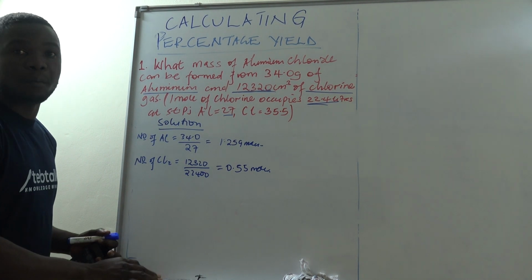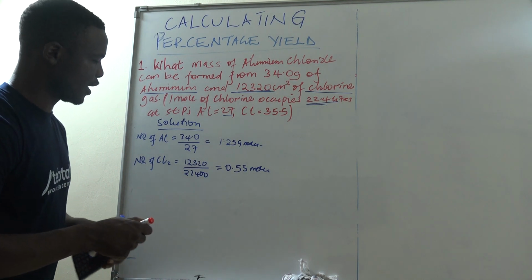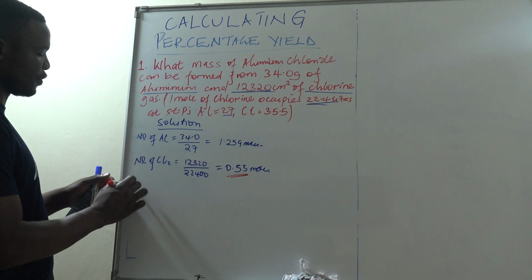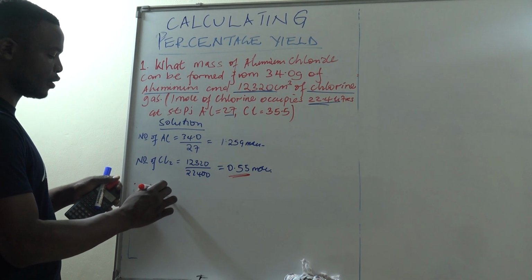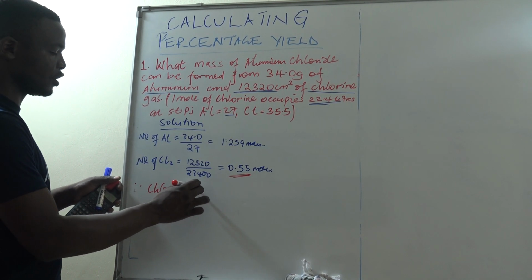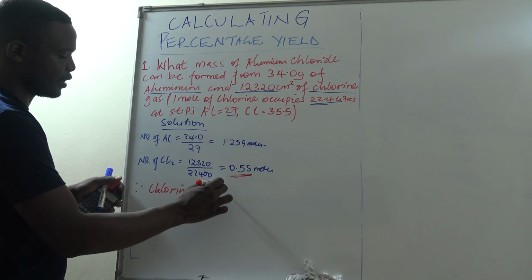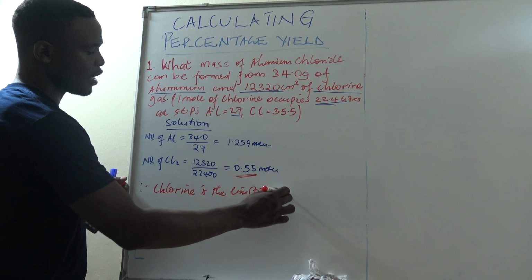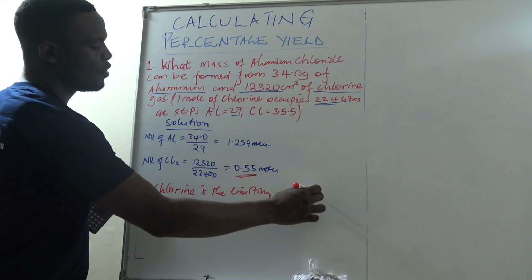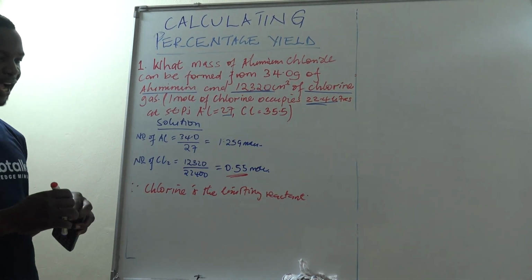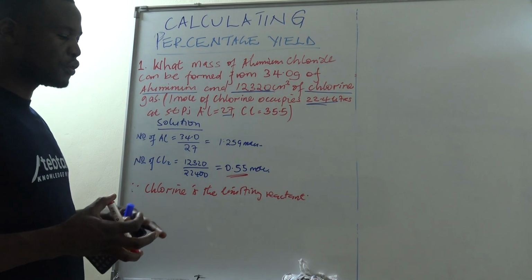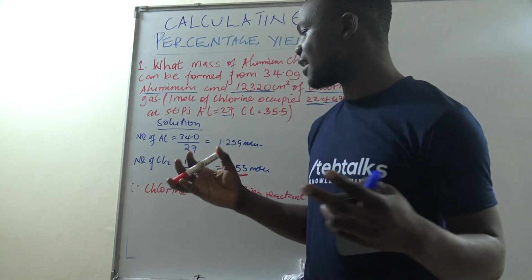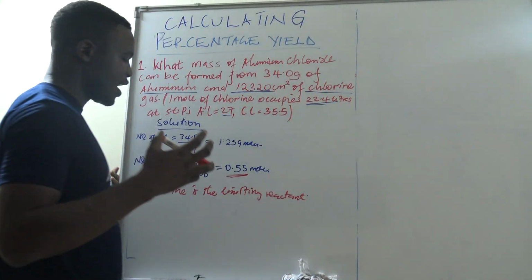So from this, we say that the limiting reactant is that reactant that has the least number of moles. From the conversion here, I guess we all see that this is the least value, so therefore chlorine is the limiting reactant. Now, we have known the limiting reactant, and we use the limiting reactant to calculate the product that has been formed from such a reaction.